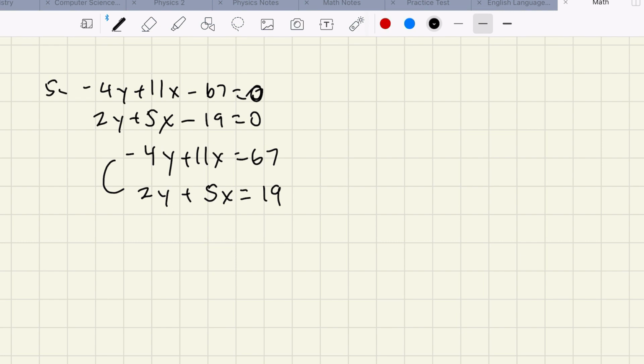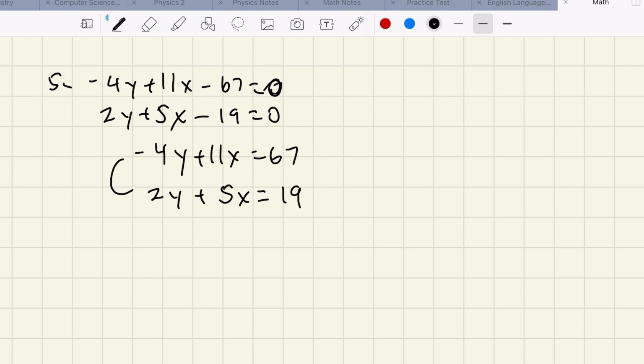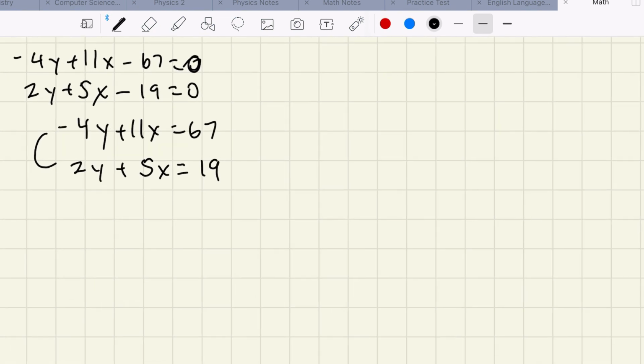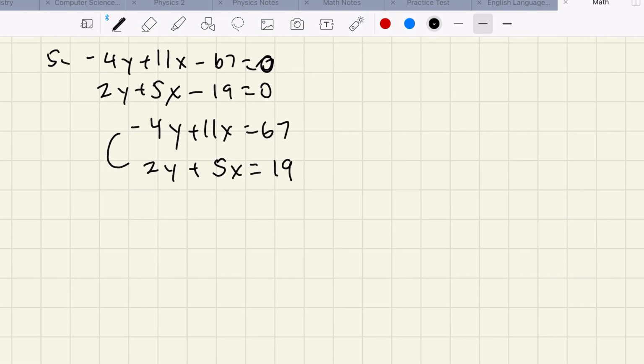If you want the coefficients of x to be the same, you would have to multiply 5 on the top to make it 55x, and 11 on the bottom to make it 55x. That's a bit hard for the calculations, especially if you don't have a calculator. So we'll look at the y. Y is negative 4 and 2. That's easy, because 2 times 2 is just 4, and you don't have to manipulate both equations, you just have to manipulate one of them.